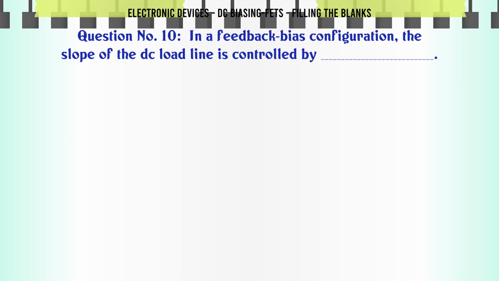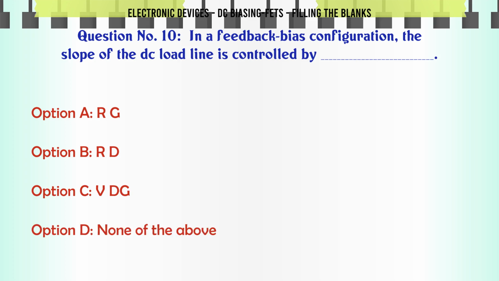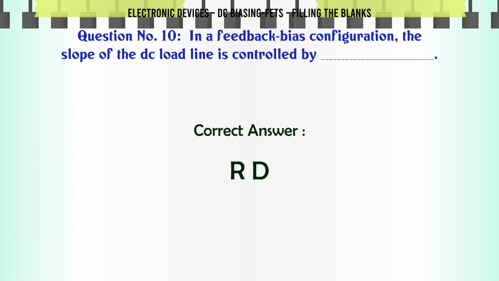In a feedback bias configuration, the slope of the DC load line is controlled by A. RG. B. RD. C. VDG. D. None of the above. The correct answer is RD.